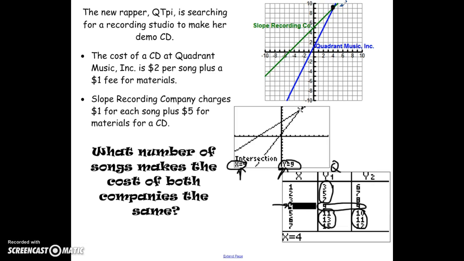So we have to think about that if she's making a demo CD, chances are it's not going to be a demo CD of 1 song. That would be a single. So she's probably wanting to record more than 4 songs. So in that case, Slope Recording Company would be the cheaper option.